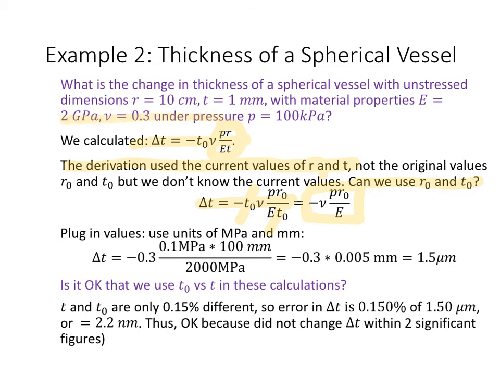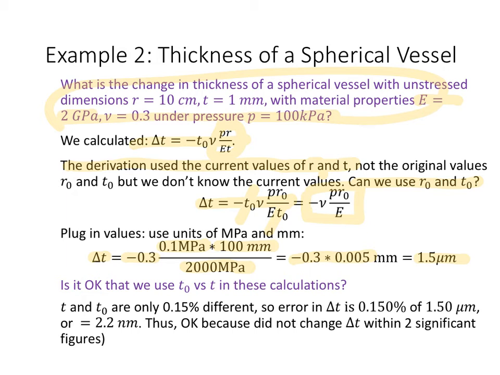We just plug in the values given up here in the problem, and the change in thickness is minus 0.3. We've converted both the Young's modulus of 2 gigapascal and the pressure of 100 kilopascal into megapascals so that they're easier to cancel. We keep the 100, but we also turn that R into 100 millimeters because our thickness was in millimeters. This ends up giving us 0.3 times 0.005 millimeters, which is just a tiny 1.5 microns.